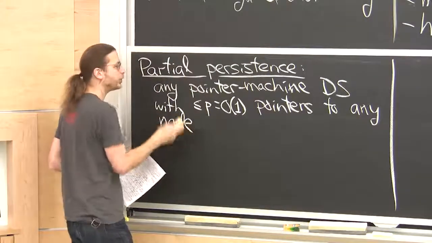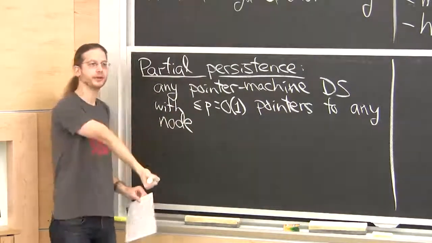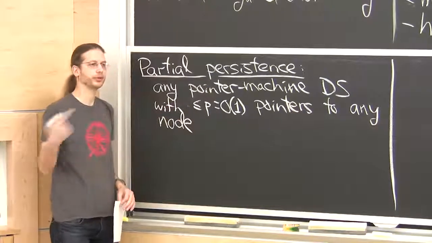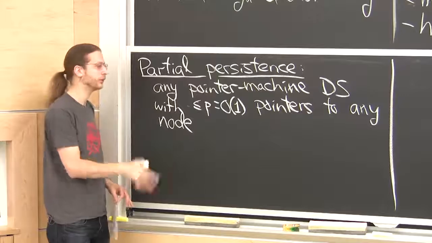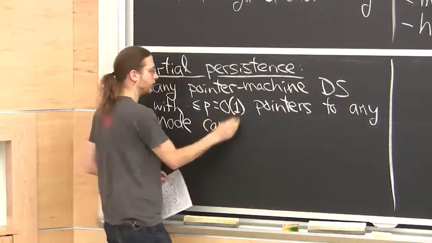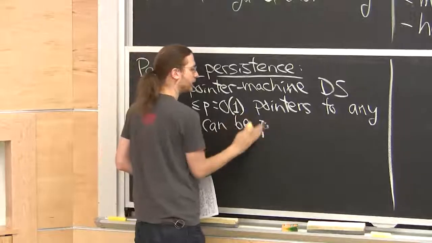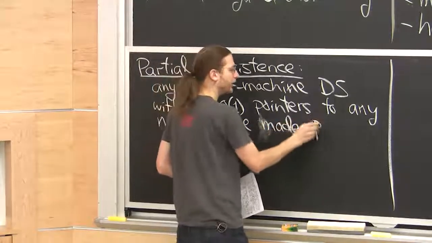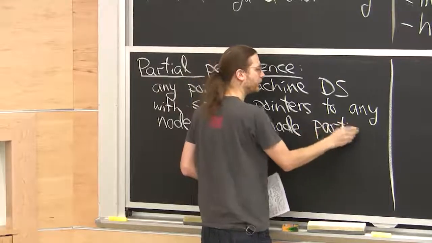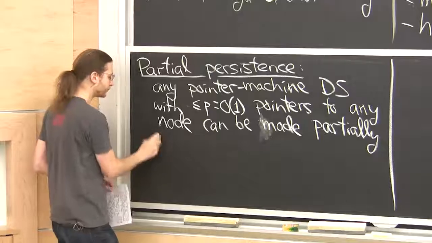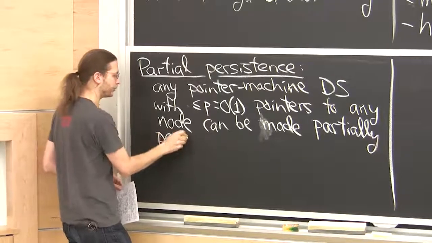In a pointer machine, you always have a constant number of pointers out of a node at most. But for this result to hold, we also need a constant number of pointers into any node. So this is an extra constraint. Such a data structure can be transformed into another data structure that is partially persistent and does all the things it used to do. So I'll just say it can be made partially persistent.